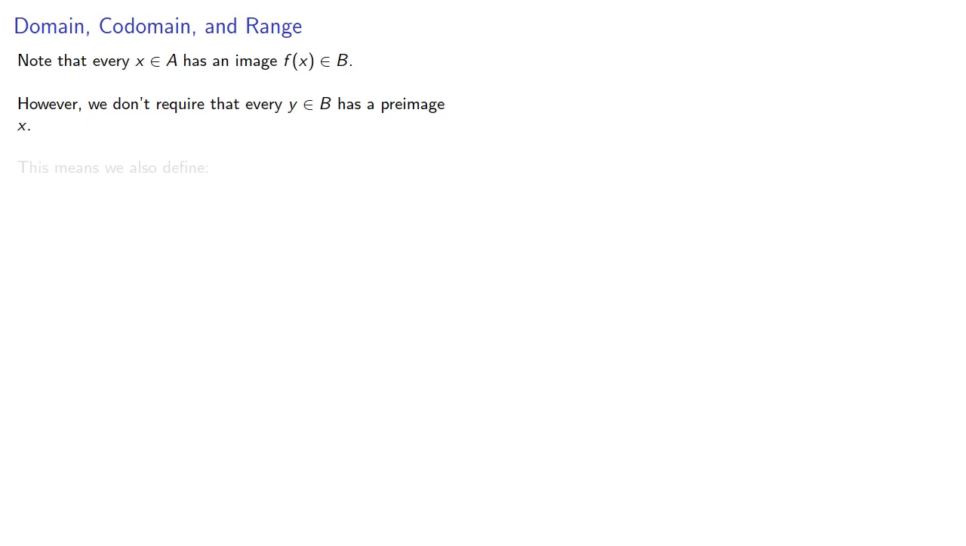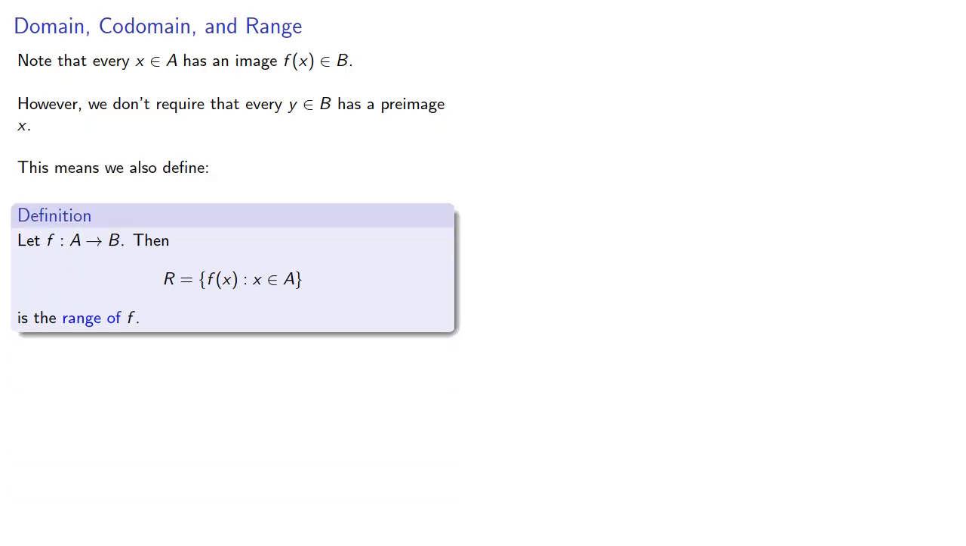This means we also define the following. Let f be a function with domain A and codomain B. Then the set R, which consists of the images of all elements of x, is called the range of our function.